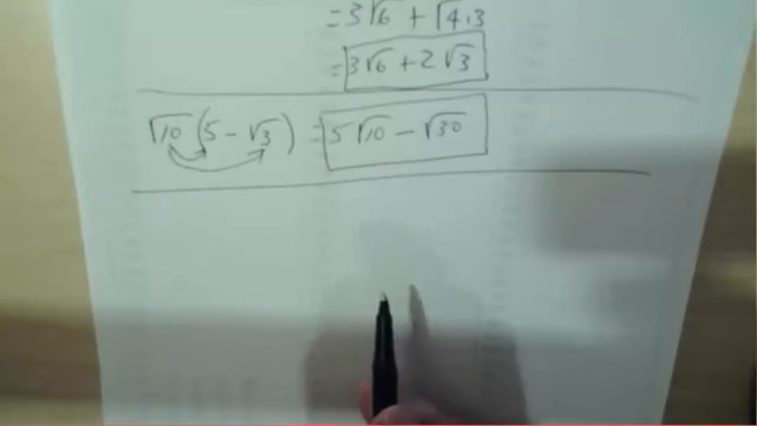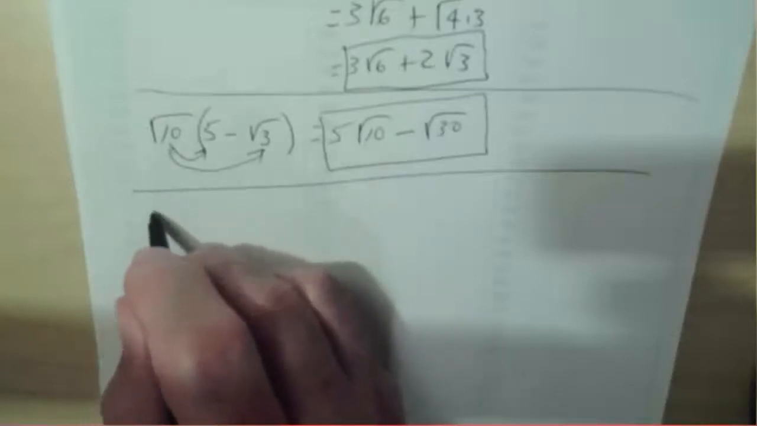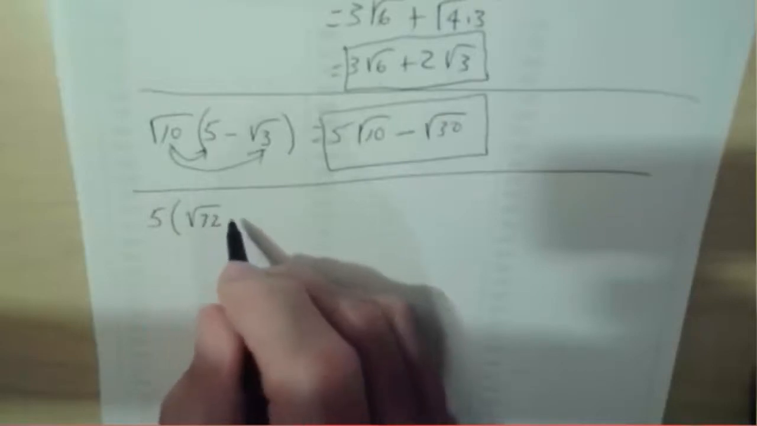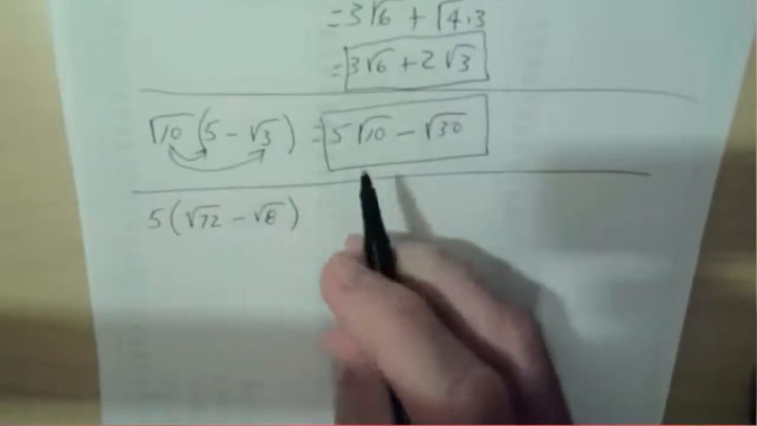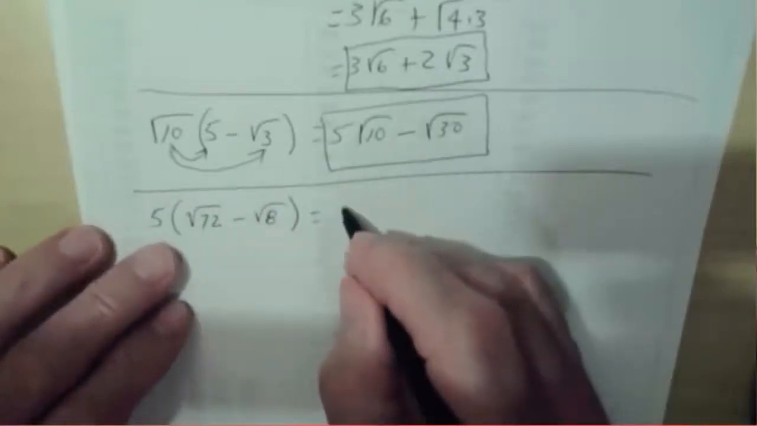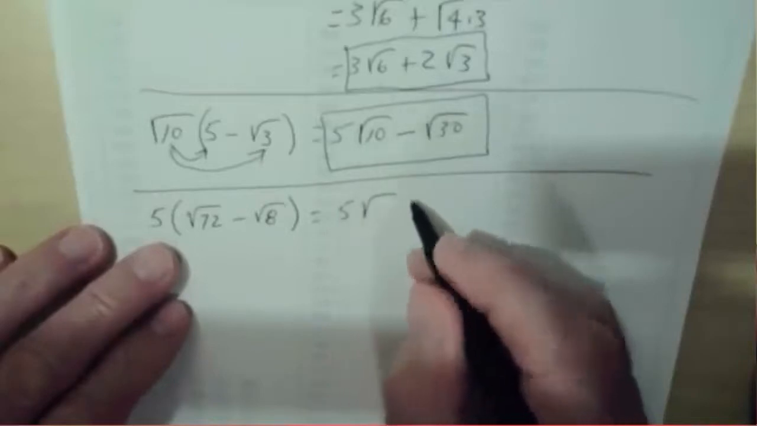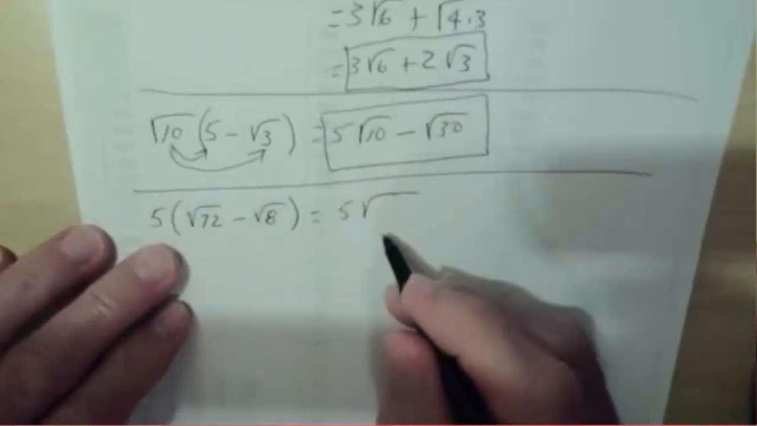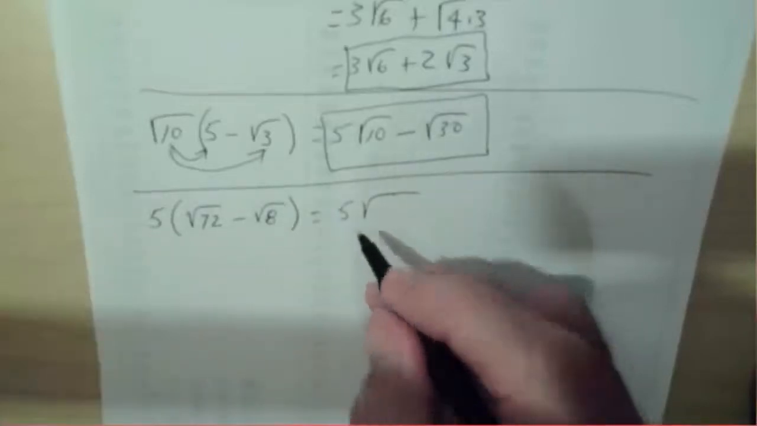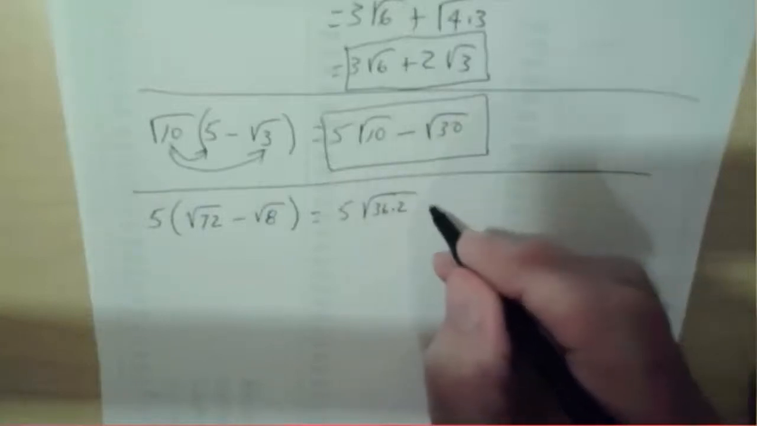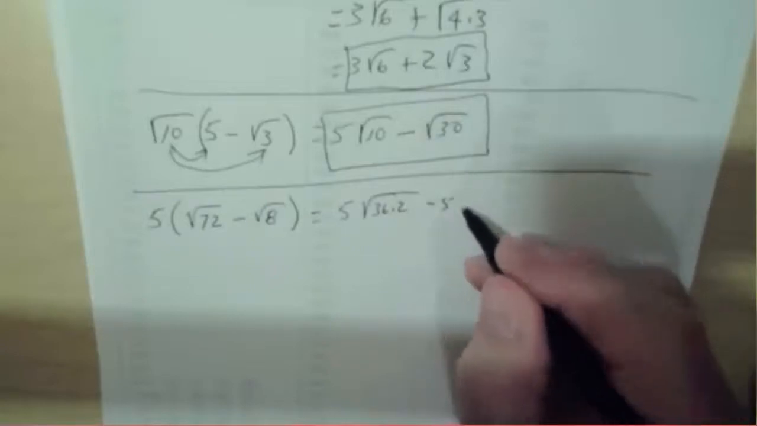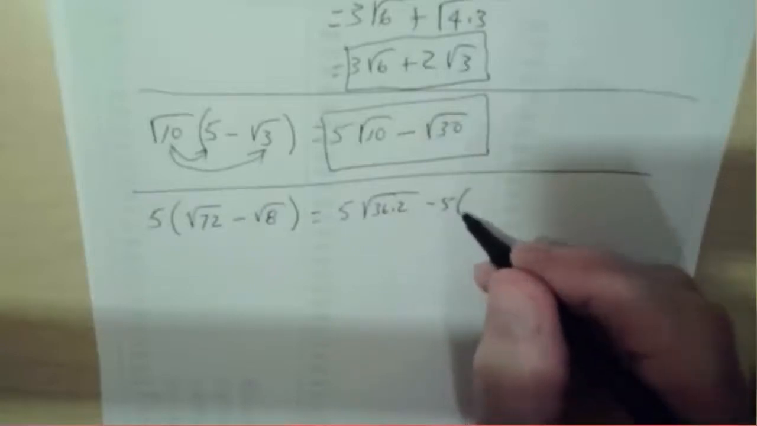Okay. And what about this? 5 open square root 72 minus the square root of 8. This is equal to, again, distributive property. We have 5 times the square root of, well, let's go ahead and factor the 72. 72 is 36 times 2 minus 5 times, what is that, 4 times 2?